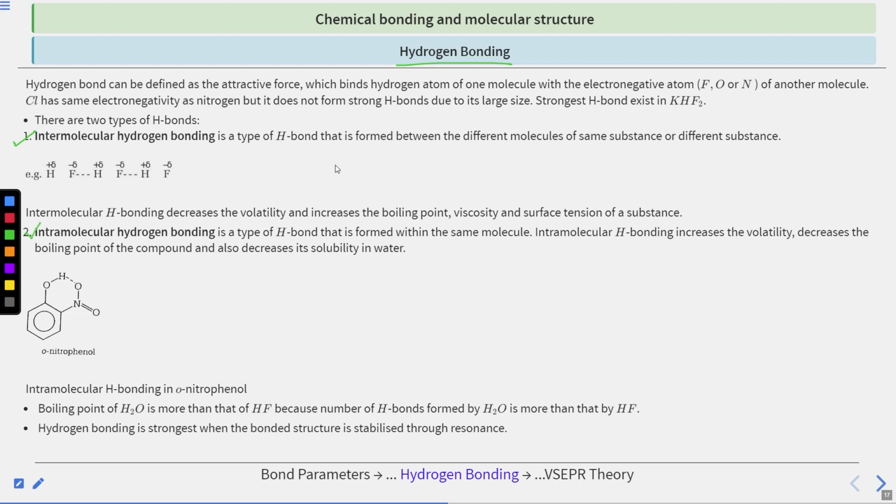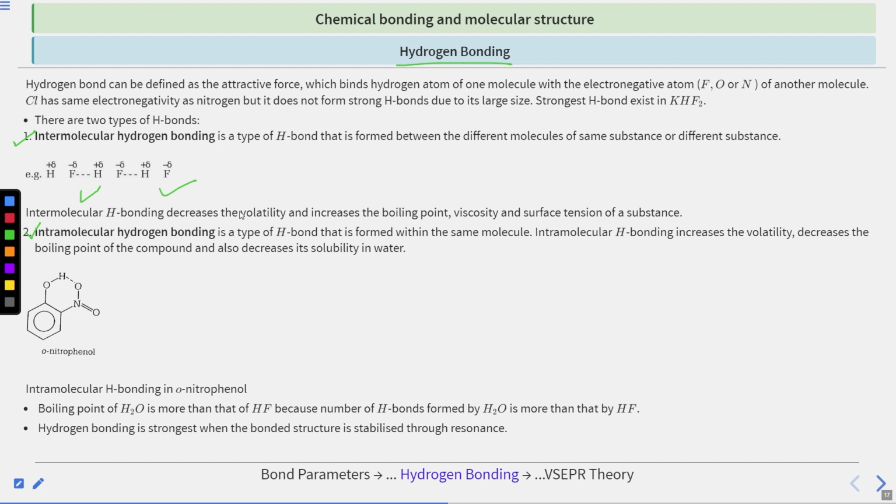Intermolecular is a type of hydrogen bond that is formed between different molecules of the same substance or different substances. For example, HF, right? So the F and H bond is a hydrogen bond. Intermolecular hydrogen bonding decreases the volatility and increases the boiling point, viscosity, and surface tension of a substance.